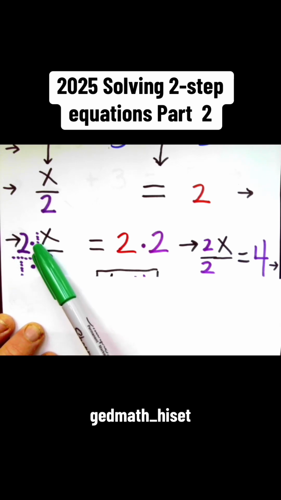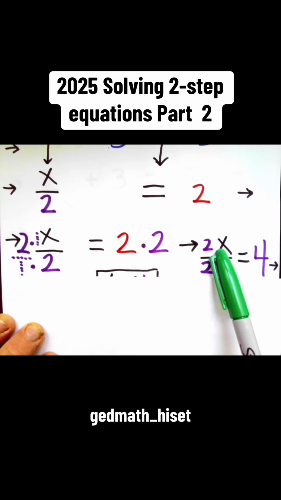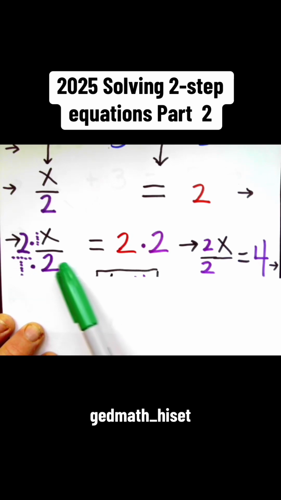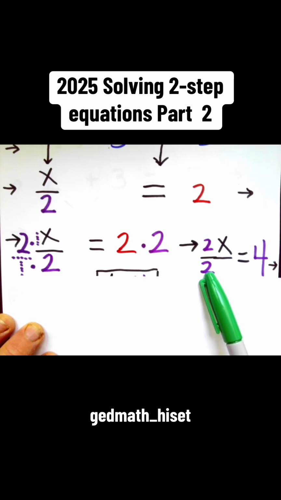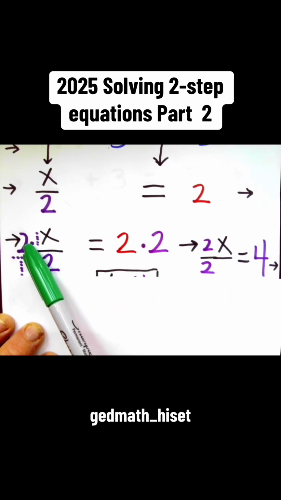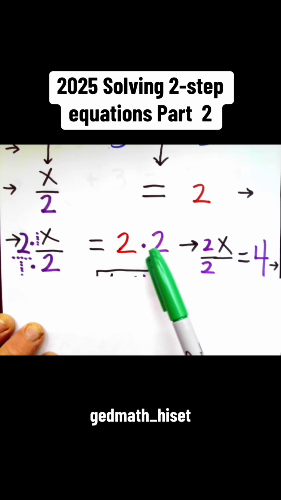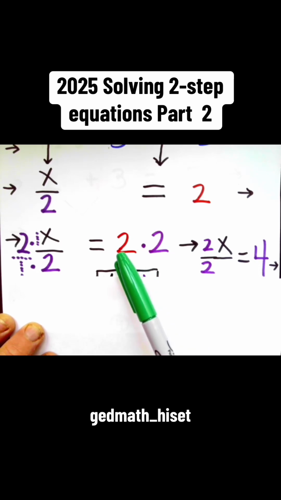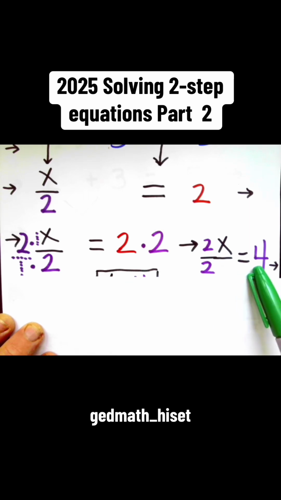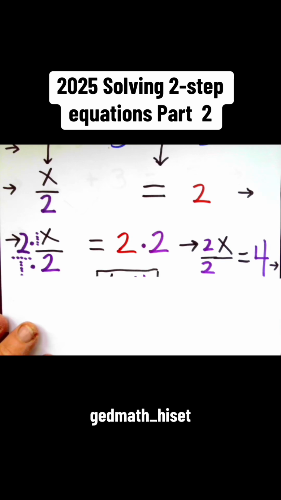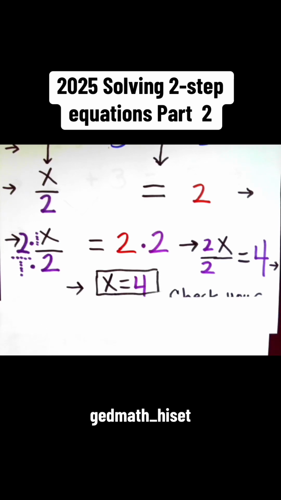2 times 1 is 2x. I'm showing you that here. 1 times 2 is 2 in the denominator's place. And again, I multiplied 2 on the left side because it's the opposite of dividing. What I do to the left side of the equal sign, I have to do to the right side of the equal sign. And 2 times 2 is 4. Remember, anything over itself is that invisible 1, right? 2 over 2 is 1. It's an invisible 1x.